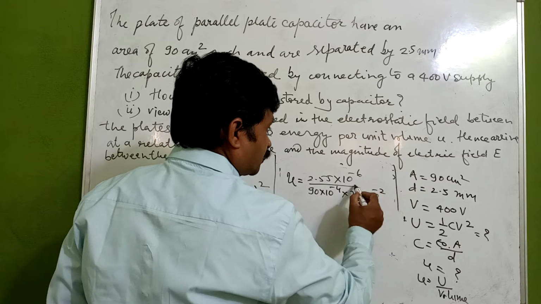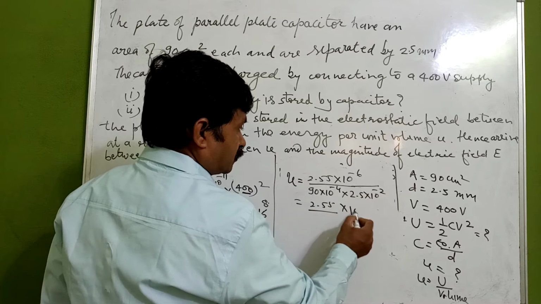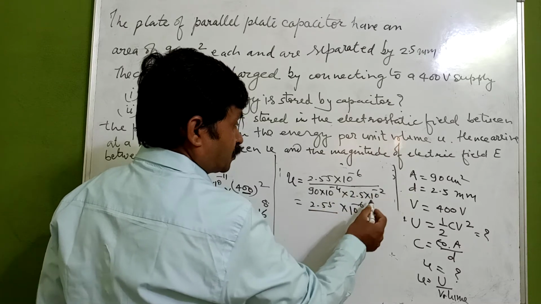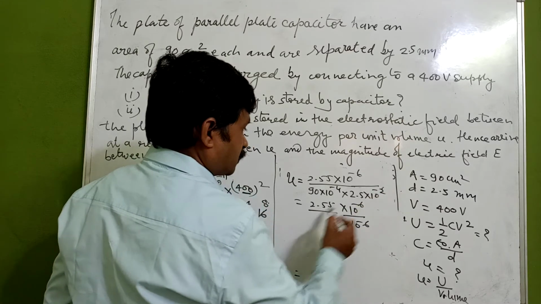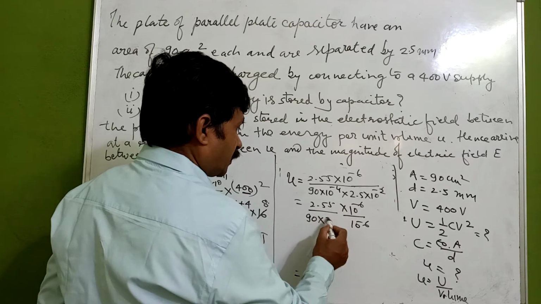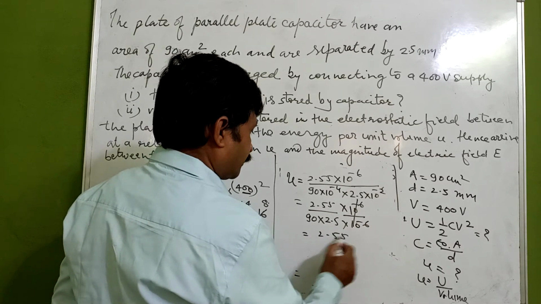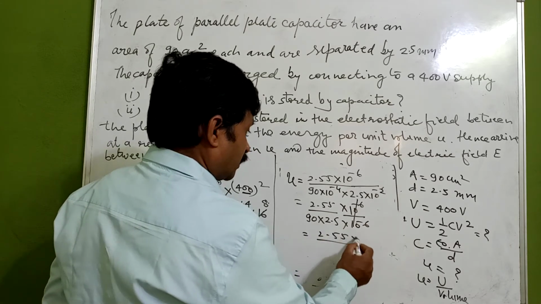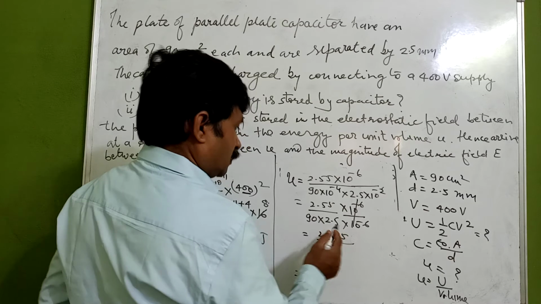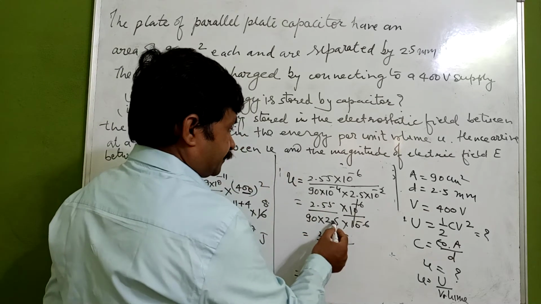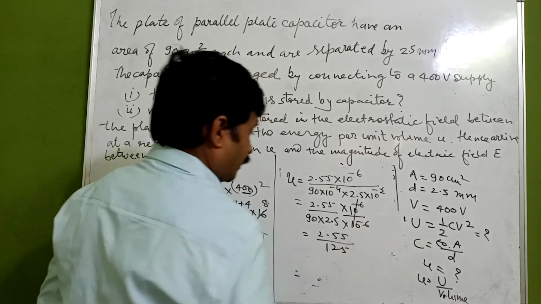Now if we go with this 2.55 into 10 raised to the power minus 6, this minus 4 minus 2 is going to cancel this, means 10 raised to the power minus 6 here and 90 into 2.5 is here. So it is going to be cancelled here. So 2.55, again we are having these two powers of 10, it will be cancelled with it. It is 125.